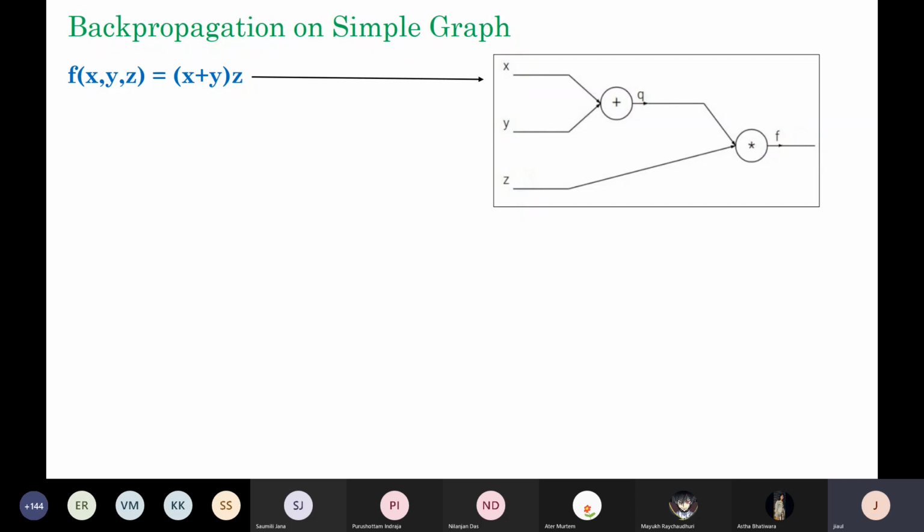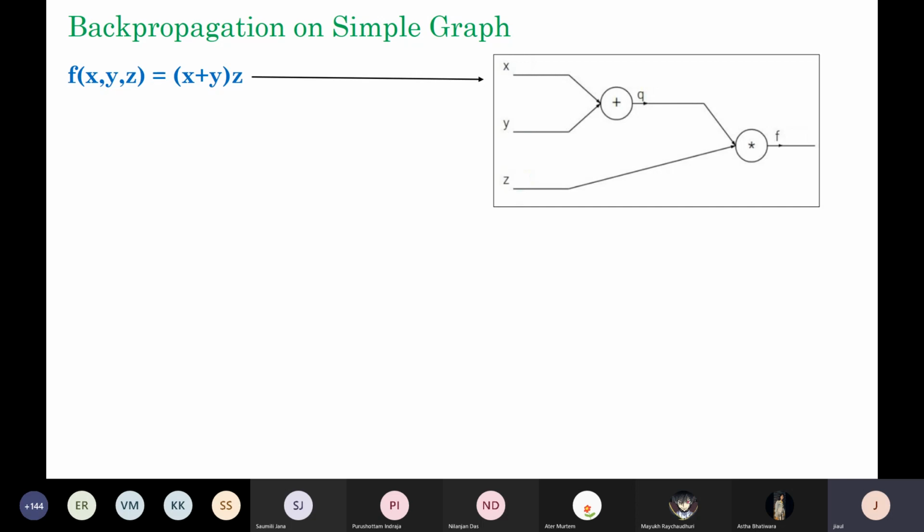You have 3 inputs, x, y, and z, basically three variables. First I compute x plus y in one node. Then I take that intermediate result and compute the product with z in another node, and finally I get the final value. If you manipulate these things, you get the functional expression that I have written down.